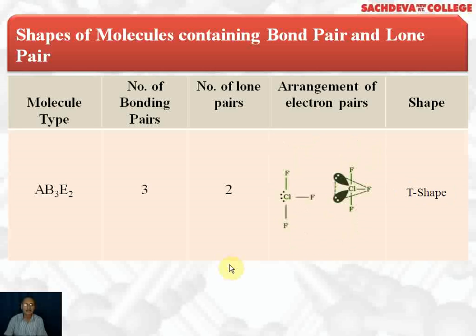Next example we are taking is AB3E2. There are three bonded pair of electrons and two lone pair of electrons. Example is ClF3, and best possible structure is T-shaped as shown. Both the lone pair of electrons are at equatorial position. As I have just explained that when lone pair of electrons are at equatorial position, repulsion is less, and this particular shape is most stable.